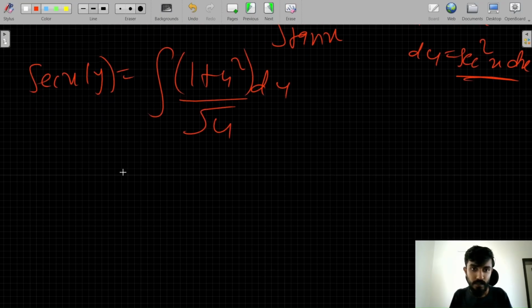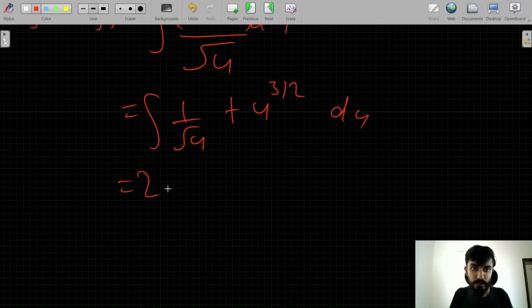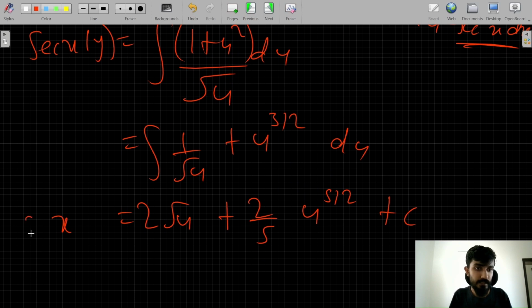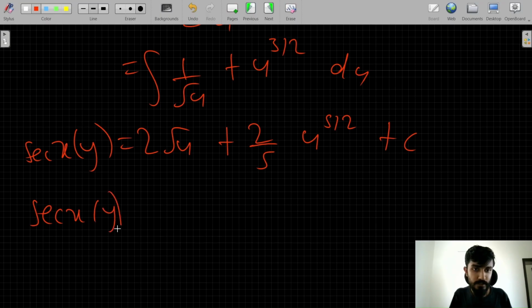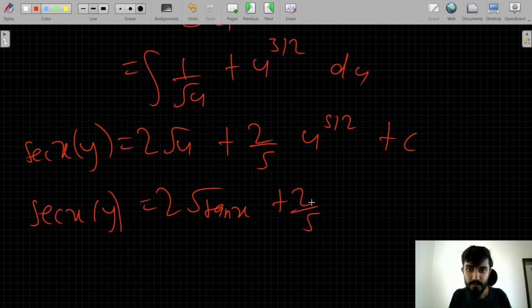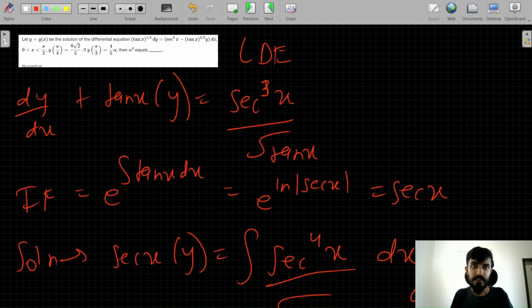Simple enough. Now, how do you solve further? 1 by root u plus u power 3 by 2 du. Right, this is equal to 2 root u plus 2 by 5 u power 5 by 2 plus c. So the solution is secant x y equals this equation, what we have right here, 2 root tan x plus 2 by 5 into tan x whole power 5 by 2 plus c. Fine.